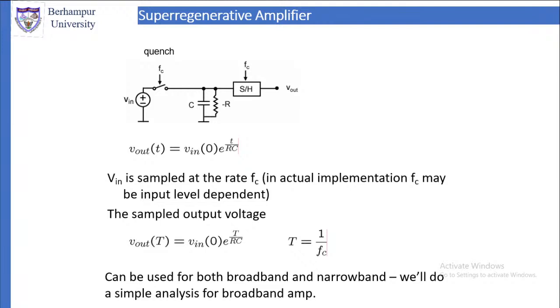Now for the sampled output voltage, the sampling time is capital T equal to 1 by Fc. So for the sampled output voltage, just replace small t with capital T. So Vout(T) is equal to Vin(0) exponential of T by RC, where capital T is equal to 1 by Fc. This super regenerative amplifier principle can be used for both the broadband amplifier and the narrowband or tuned amplifier. I will do a simple analysis for either.